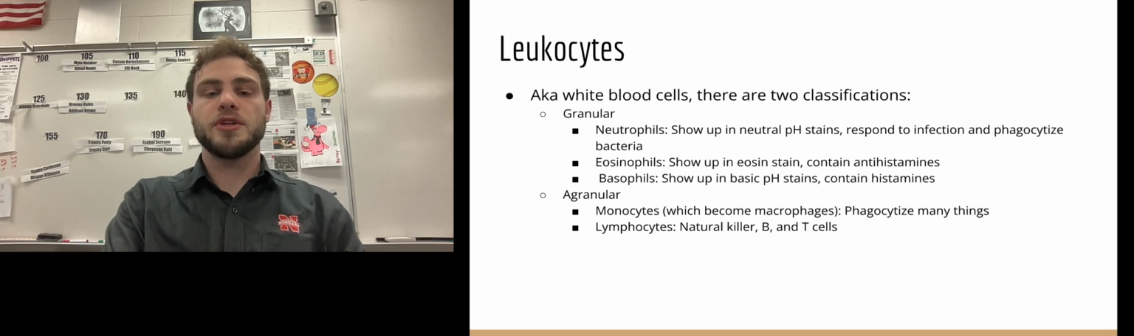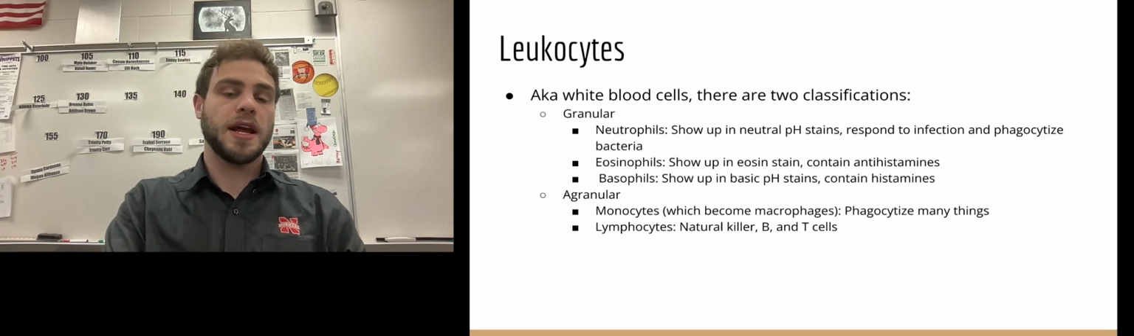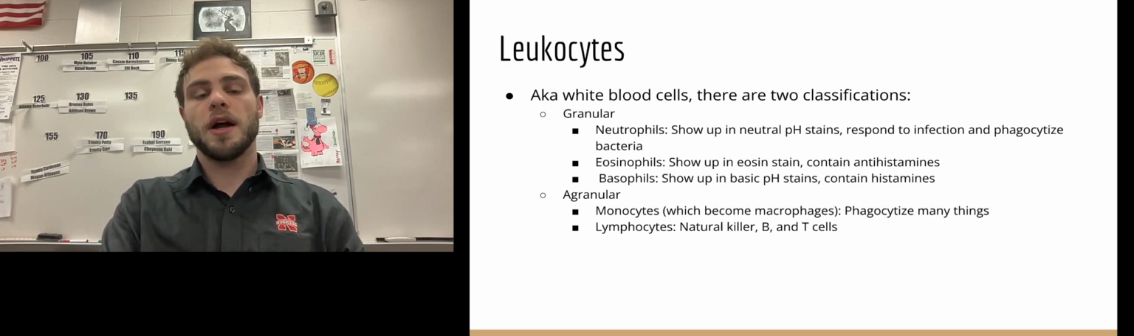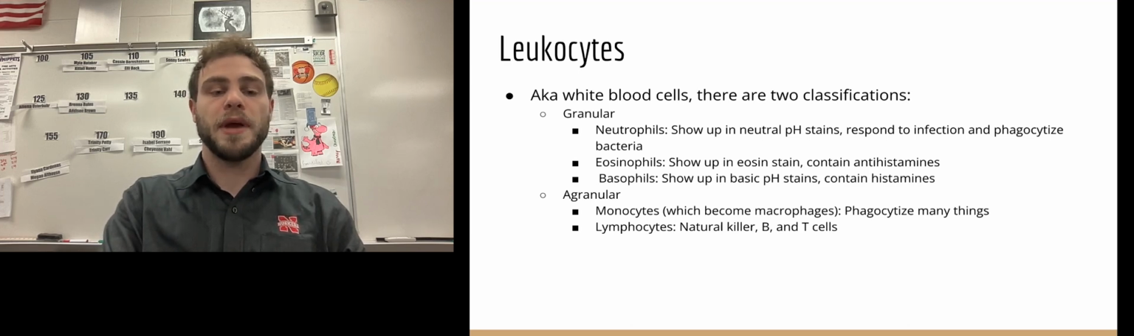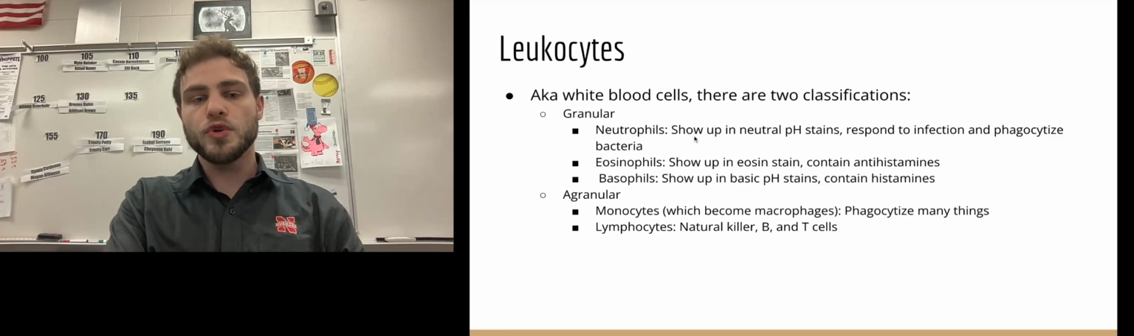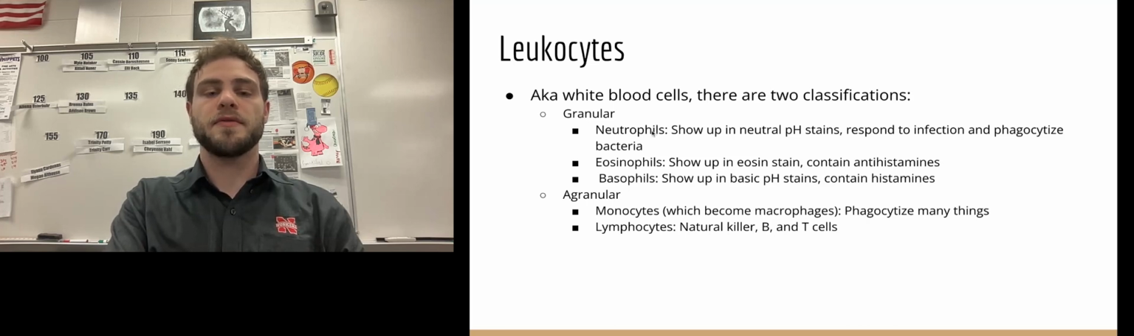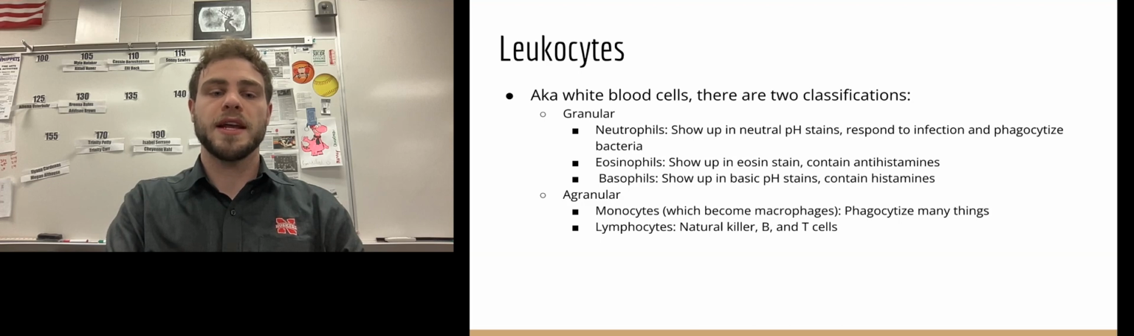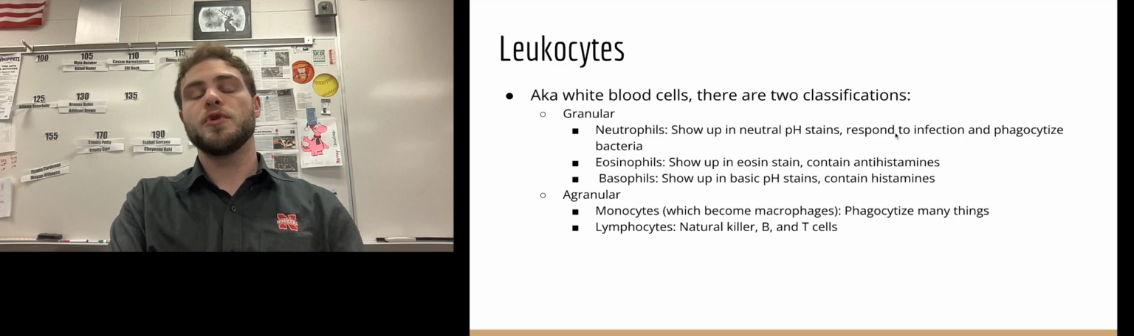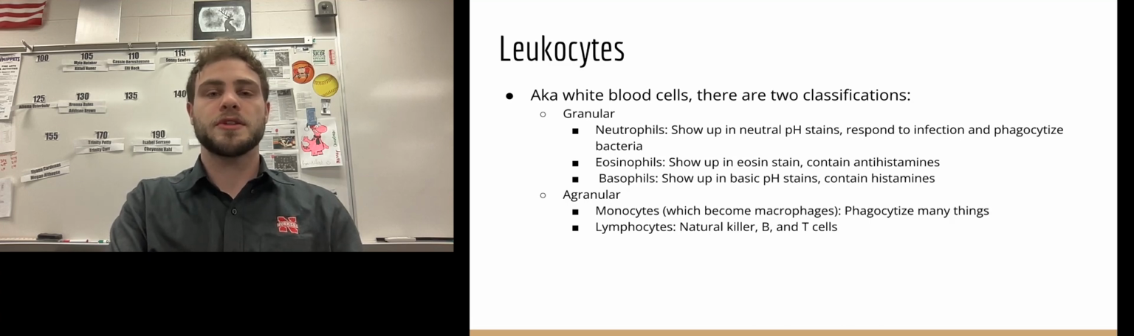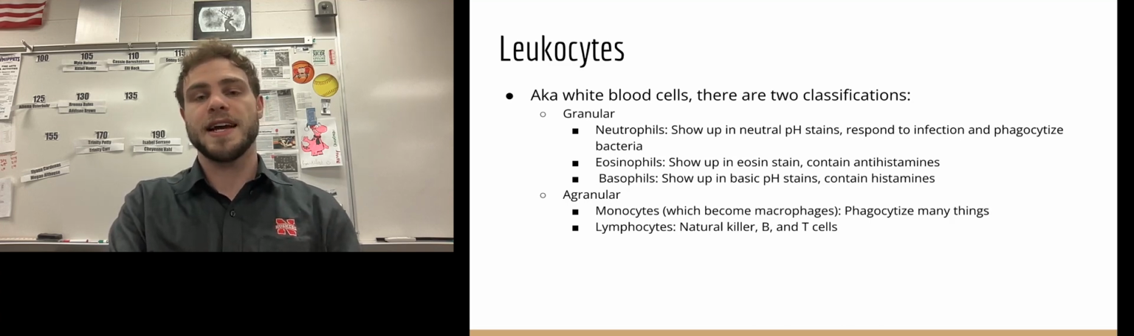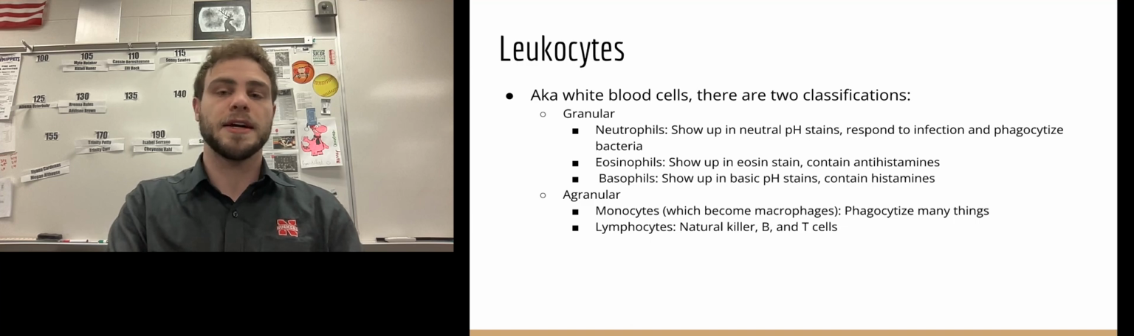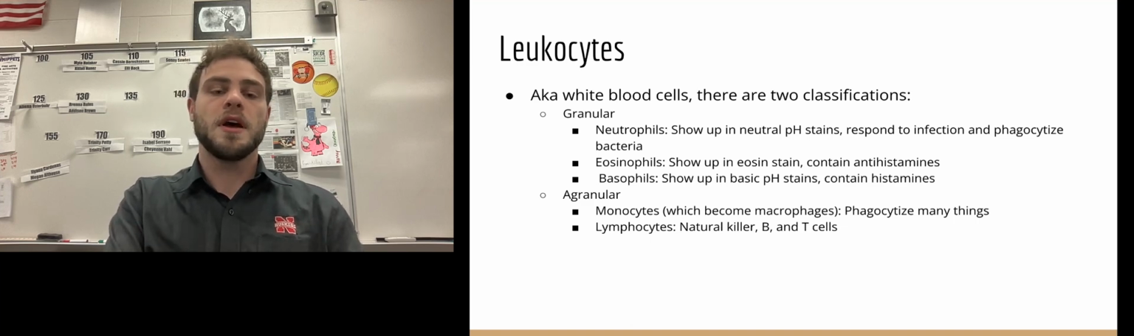Leukocytes are your white blood cells. They can come in two classifications, granular and agranular. The granular leukocytes are your neutrophils, eosinophils, and basophils. Neutrophils get their name because you have to stain them in a neutral pH stain in order to be able to see their grains. Granular means when you stain them, they have grains. Neutrophils are responsible for responding to infection, and they're very good at phagocytizing, or eating, basically bacteria.